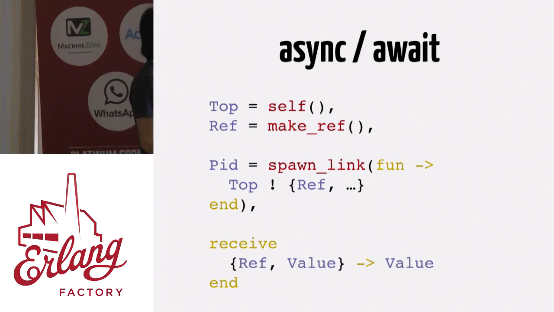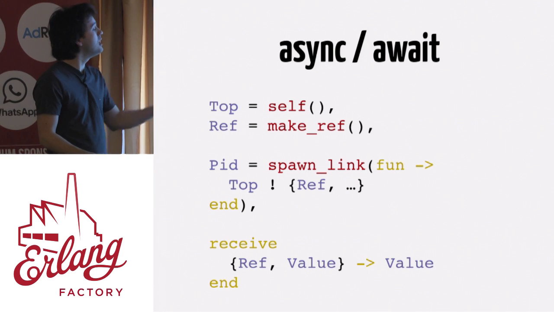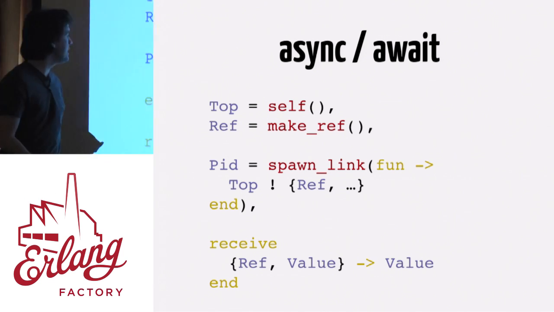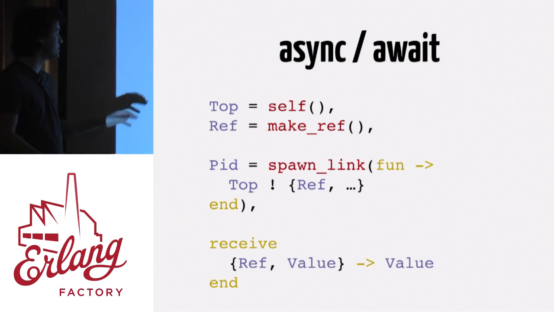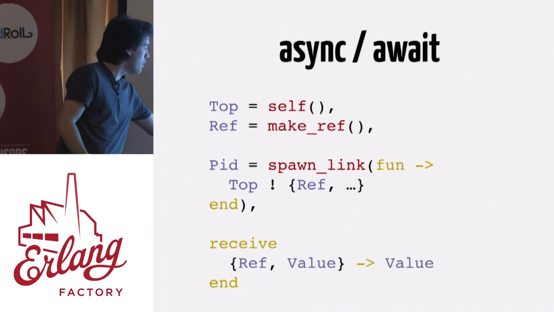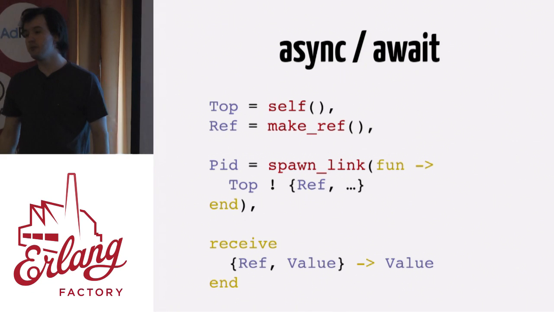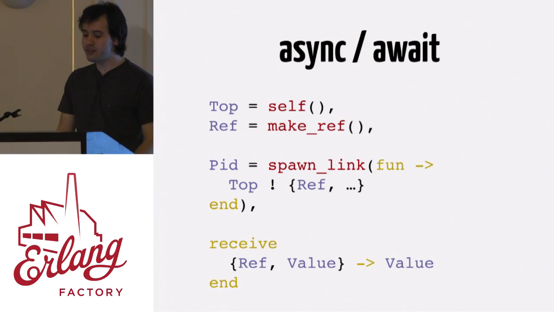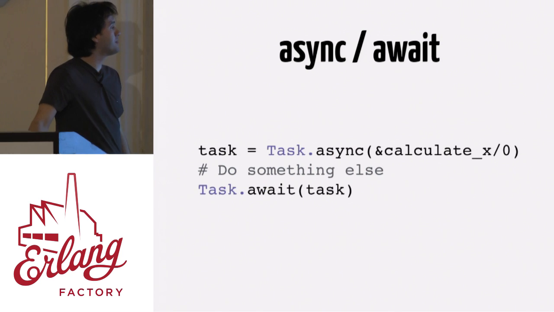So this is what this code is doing. It gets the current process, it creates a reference, and then it spawns a child process that is going to compute something and then send a message with the computed result later. And then when we care about it, we read the result. And this was so common that we said, okay, there needs to be an easier way to do this. So we introduced async await.